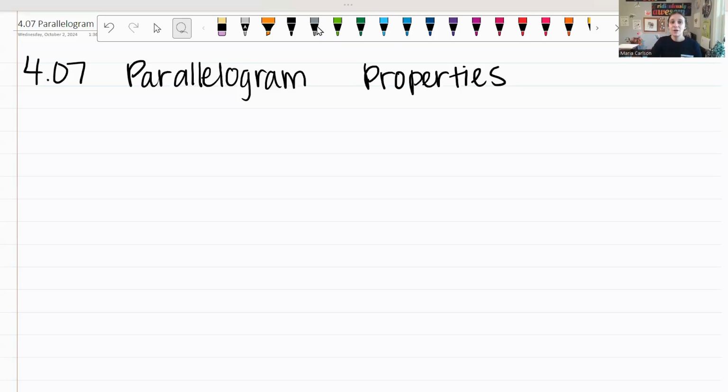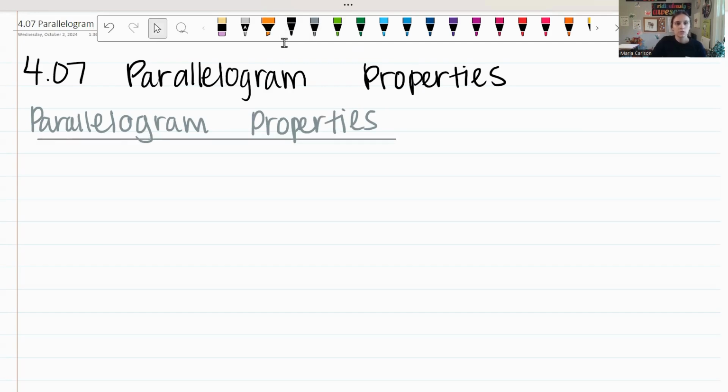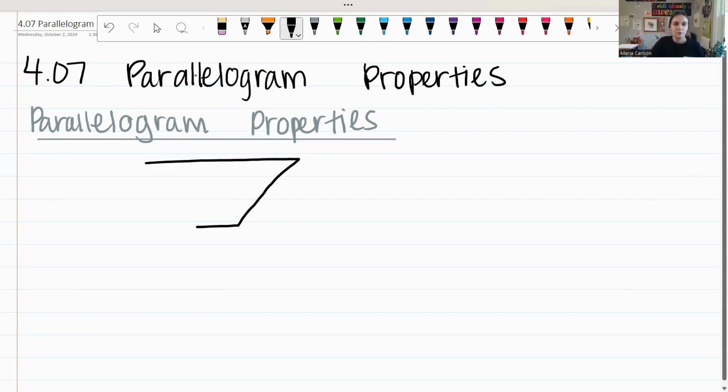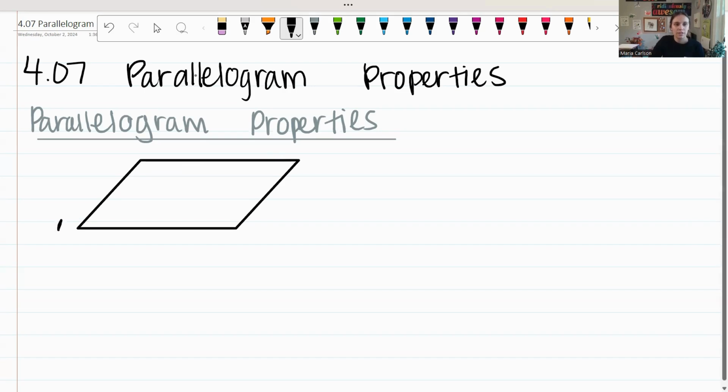Hi everybody, in this video I'm going to go through our parallelogram properties. To start off, on the page, I'm going to list out our basic parallelogram properties. First, I'm going to draw an image that we will reference here. We are going to have a parallelogram that looks like a slanted or pushed rectangle. This will be my parallelogram ABCD.